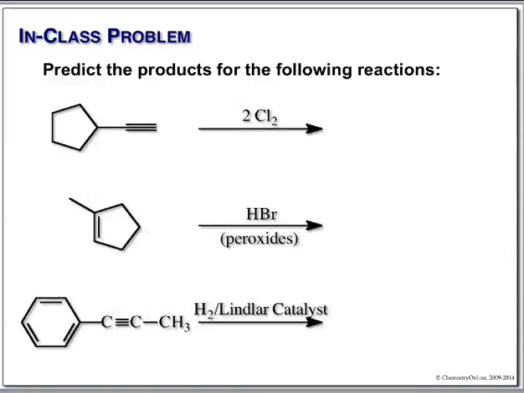Simple alkyne, 2 moles of chlorine. We know that halogens add to double bonds to give dihalides. They add to triple bonds to give tetrahalides.